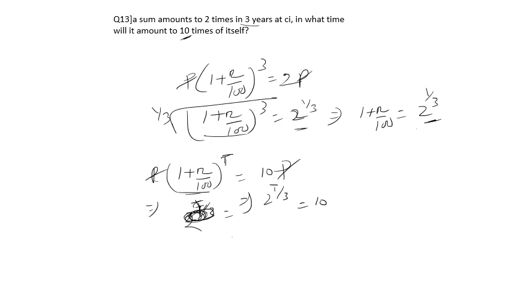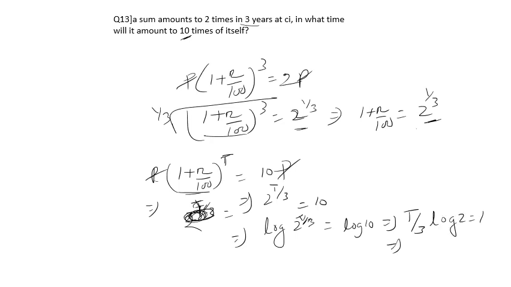Okay, now let me take log on both sides. So log of 2 to the power t/3 equals log 10. We know log 10 equals 1. So (t/3) log 2 equals 1, that implies t equals 3 by log 2. Log 2 will be given in the question, guys. Log 2 equals, you must remember this value, 0.301.